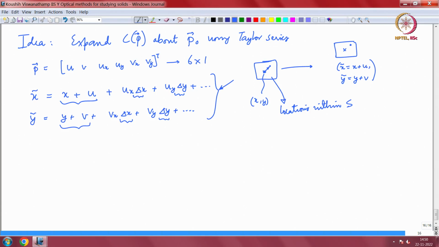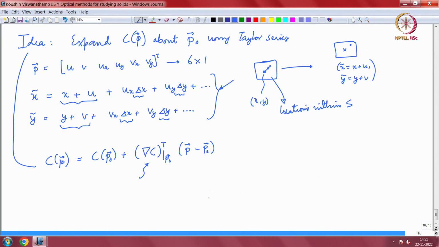All right. So, in order to determine this, I said we will expand C of p about p naught. The expansion goes something like this. The first term of course is C of p naught and the second term is this. This is the second term in the Taylor series. This is similar to if you had a function f of x and you are expanding about x equals x naught, you have the first term f of x naught and the second term df by dx times x minus x naught. This is like that term.